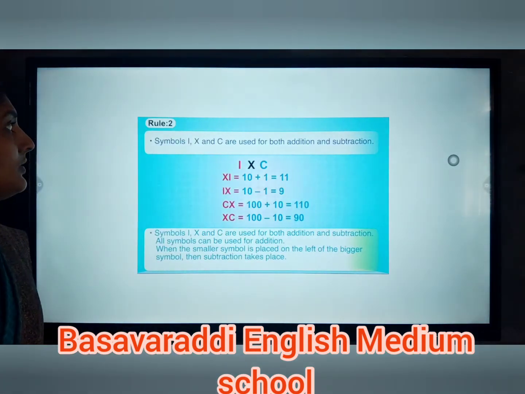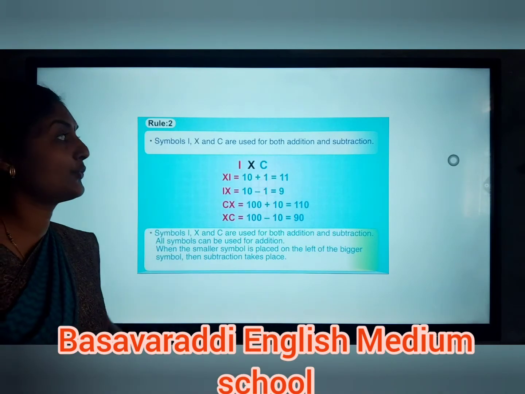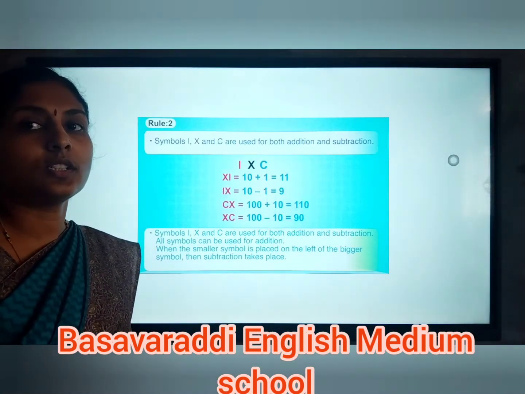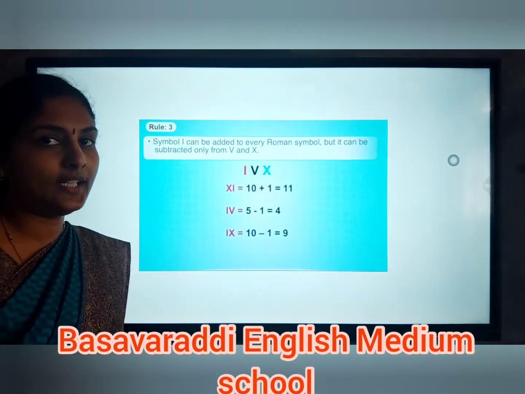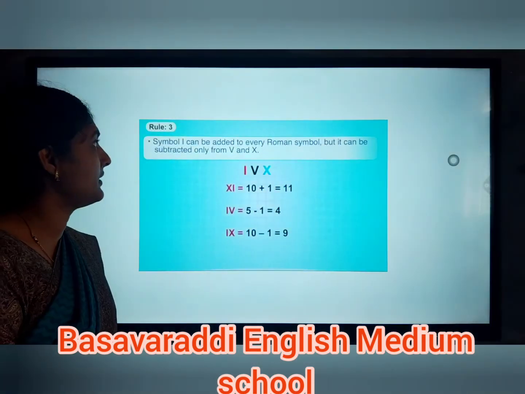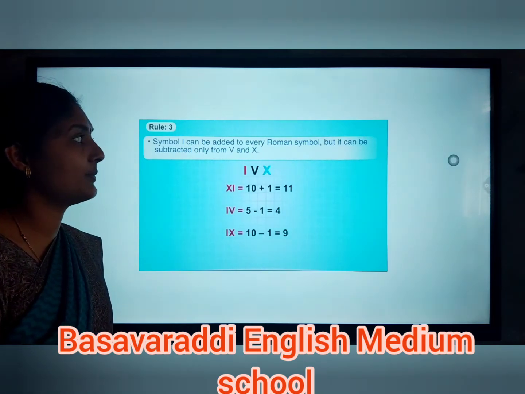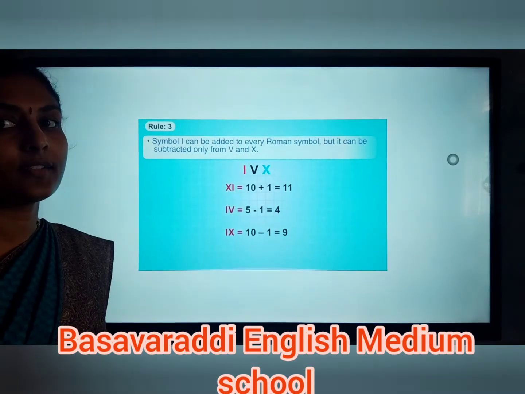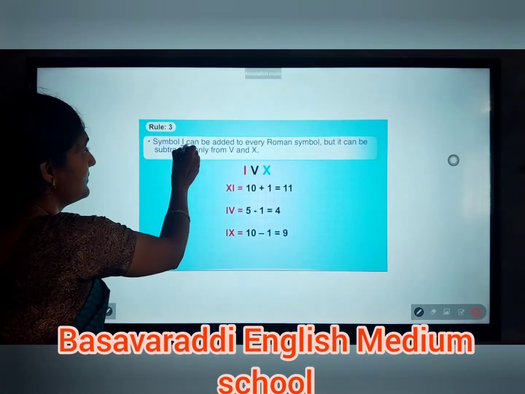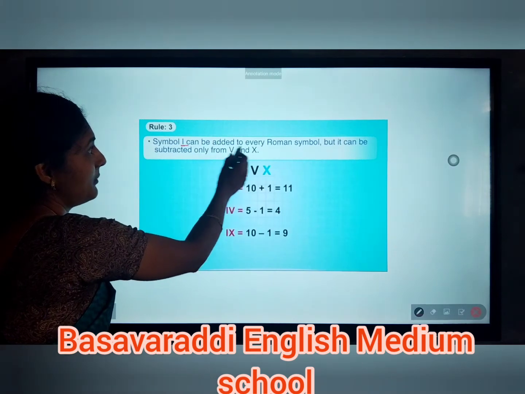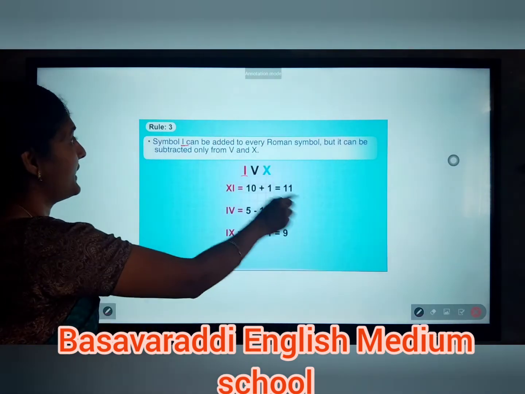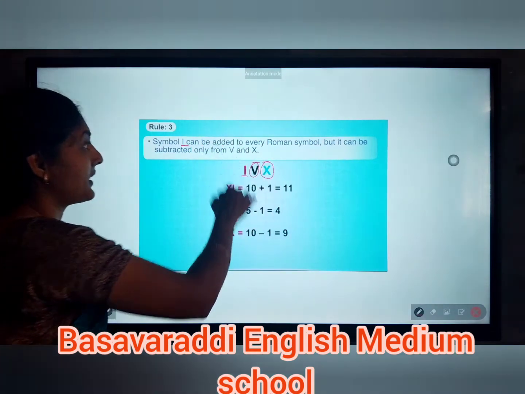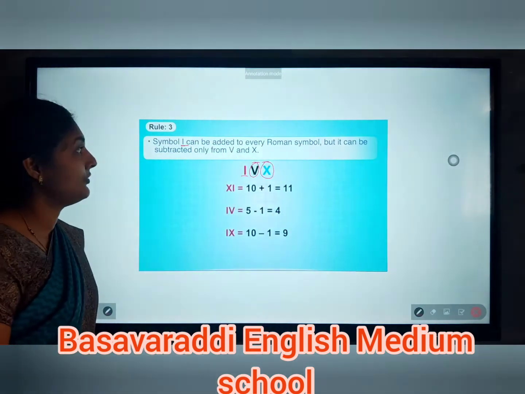So what is the second rule? I, X and C are used for both addition and subtraction. So what is the third rule? The third rule is: symbol I can be added to every Roman symbol, but it can be subtracted only from V and X. So the I is subtracted from only V and X.